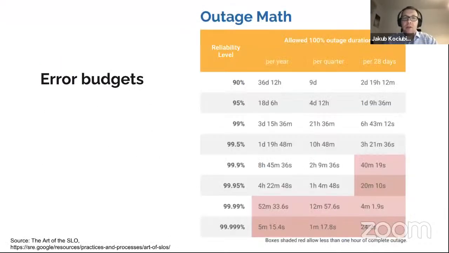If we look at outage math, if a service is supposed to be 99.95% reliable, that means we get 20 minutes, 10 seconds of downtime every 28 days. Per year, that is only 4 hours and 20 minutes. So it's not a lot, but we do plan for it and we can plan for it. But if you say that we want 99.999% availability, that means that per year, it's only 5 minutes and 40 seconds. So it's a big difference. It's really a big difference. And the question is, do you want to make that effort?